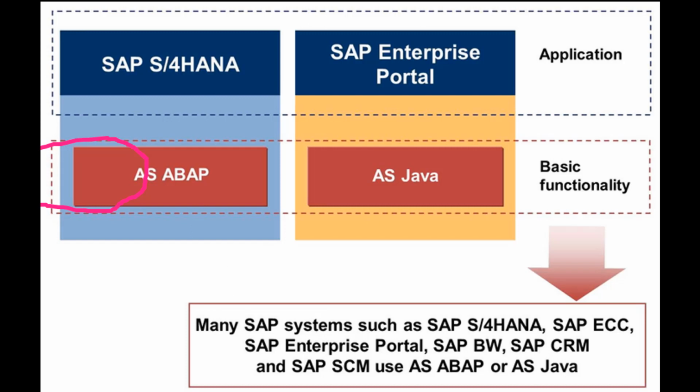From this image, what you can understand. Initially, I asked you, what is the programming language used to develop ERP applications? Whatever the applications that we are talking about are developed with the help of which programming languages? ABAP programming language or Java programming language? Okay, so this is basic functionality. This is AS ABAP and this is AS Java.